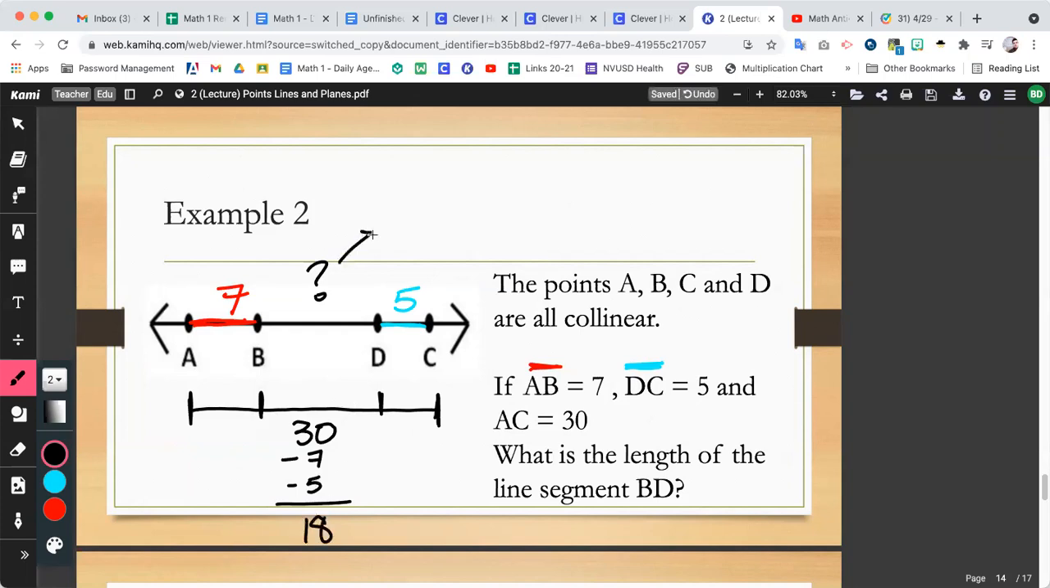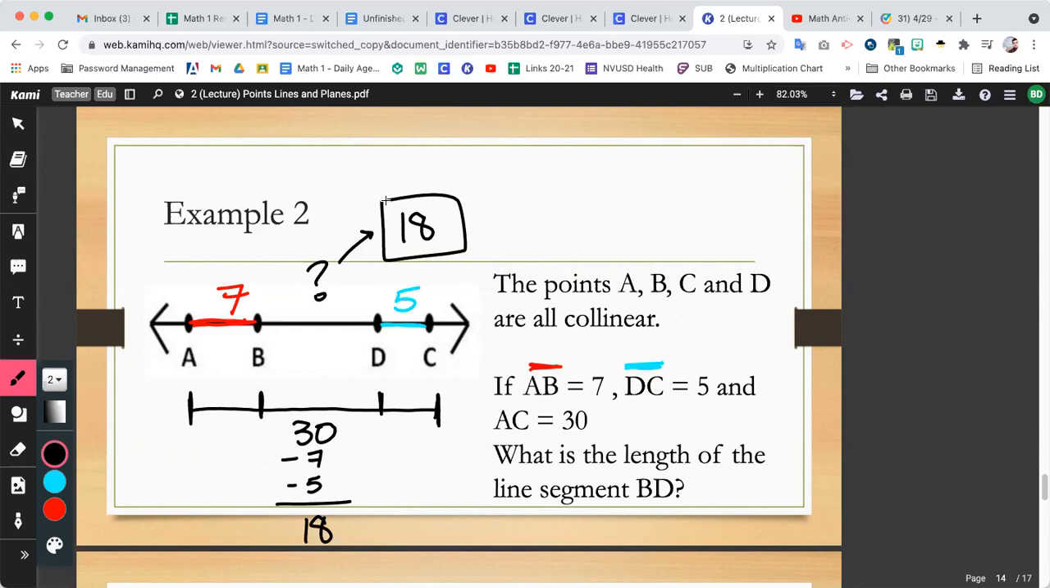So if BD is 18, how do we check to make sure we calculated things correctly? Add them all together and make sure they add back up to what? 30. 7 plus 18 is 25, plus 5 is 30. So we did it right. Super easy peasy. When there's numbers, really easy. All you're doing is adding or subtracting.